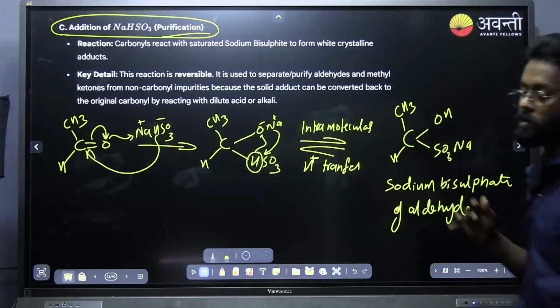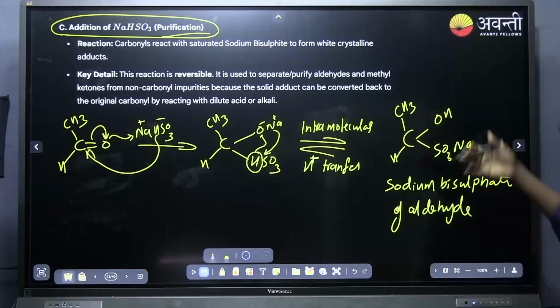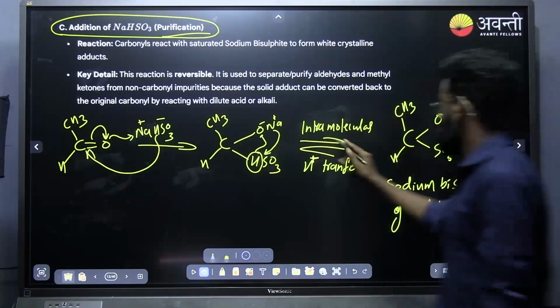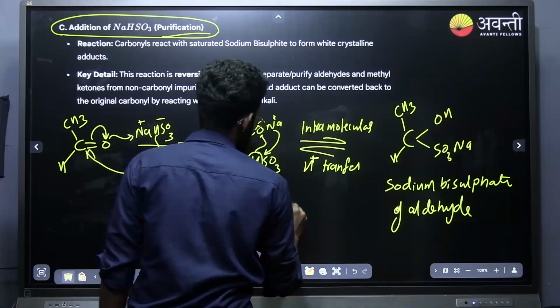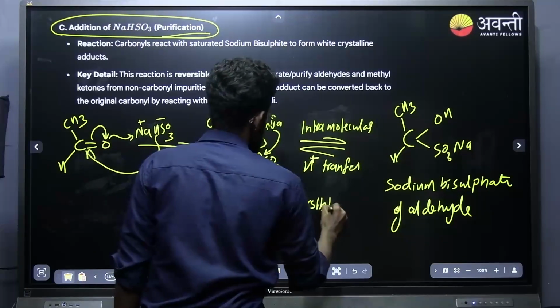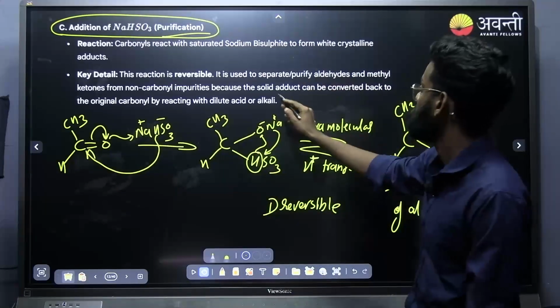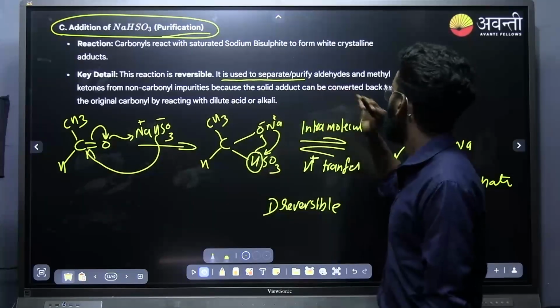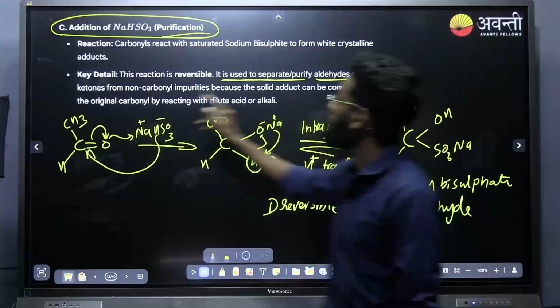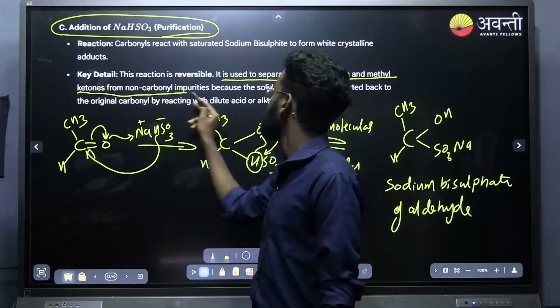Adduct means addition product. Now we can see the importance of this one. This is a reversible reaction, and as it is reversible, it is used to separate or purify aldehydes and methyl ketones from non-carbonyl impurities.